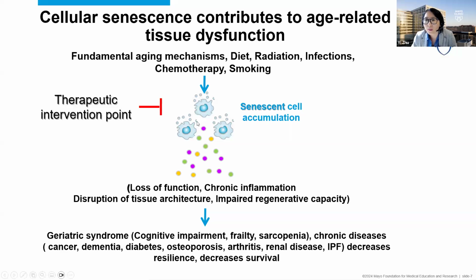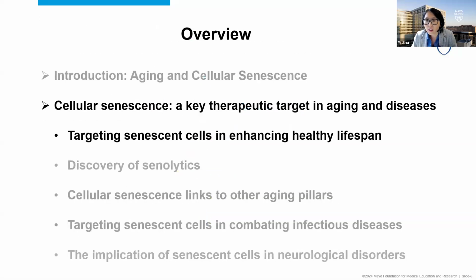However, if we stop senescent cell accumulation at this point, either by removing some senescent cells or inhibiting their SASP, we might be able to find a promising way to prevent or treat those diseases. And then let's talk about how targeting senescent cells can enhance healthy lifespan.